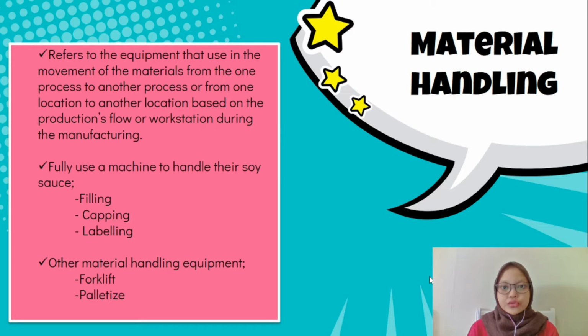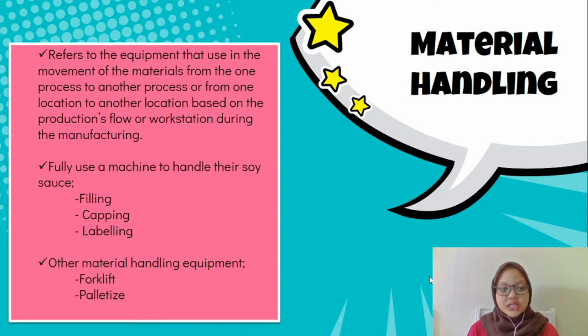Next, we go through material handling. Material handling refers to the equipment that is used in the movement of materials from one process to another process, or from one location to another location based on the production flow or workstation during manufacturing.